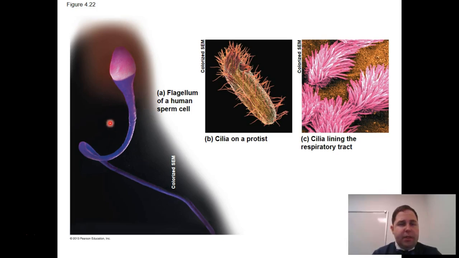So here's a sperm cell with a nice flagellum off of it. And here's a protist that uses these tiny cilia to swim, or cilia inside of your respiratory tract that help move things out of your body. Know that these are made of microtubules and many other proteins. About 250 proteins make up this structure, which is very different than the prokaryotic flagellum, which has the same function but a different structure.